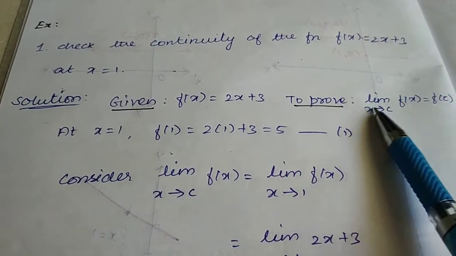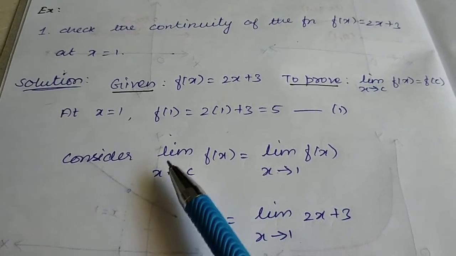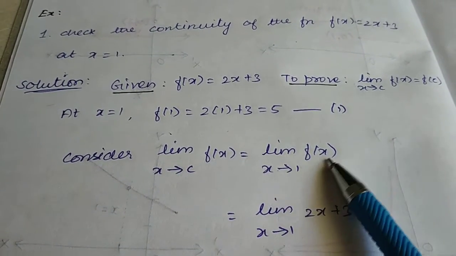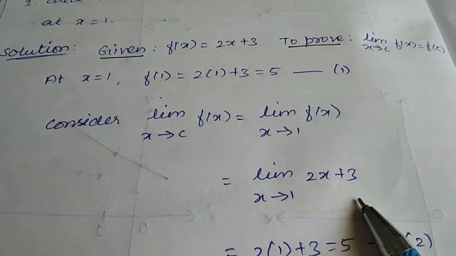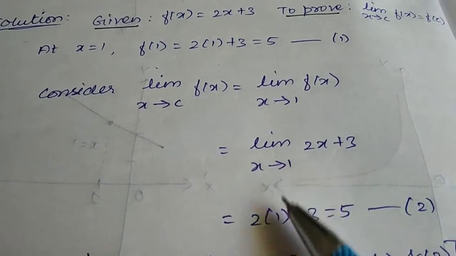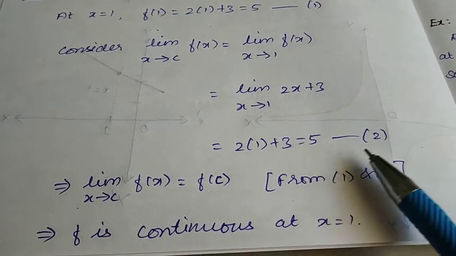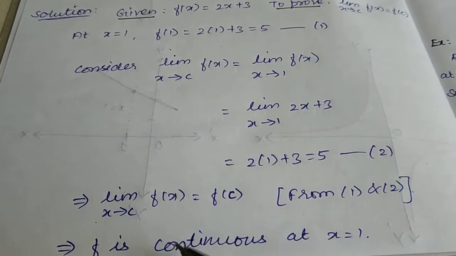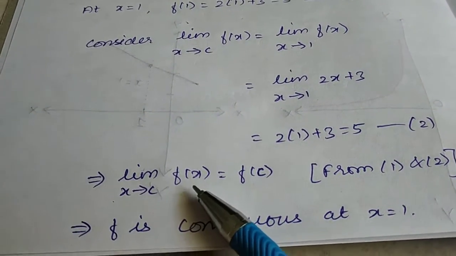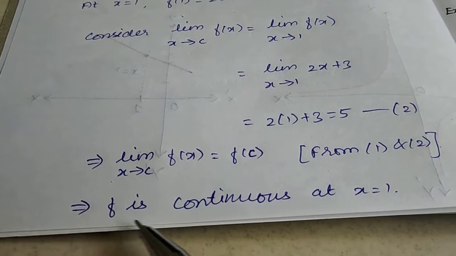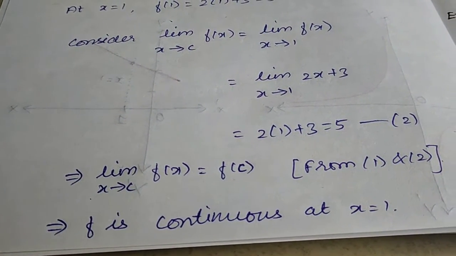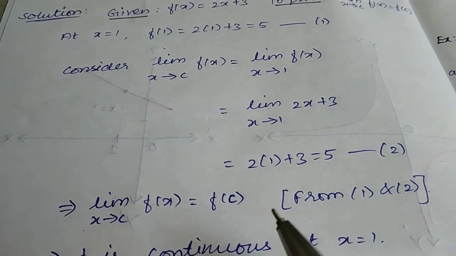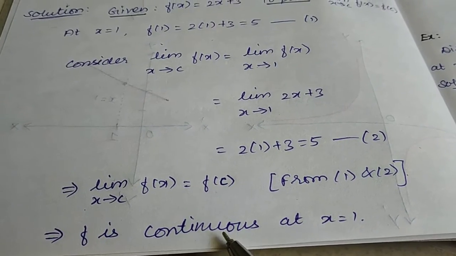Then let us consider the LHS. Here the value of c is 1. So limit x tending to c of f of x equals limit x tending to 1 of f of x. The f of x value is given as 2x plus 3. Now I am replacing x with 1. On simplifying we get the result as 5. Then combining equations 1 and 2, we can say that limit x tending to c of f of x is equal to f of c. So from this we can say f is continuous at x equal to 1. So this is the example for a continuous function. I thought you would be clear with this example.